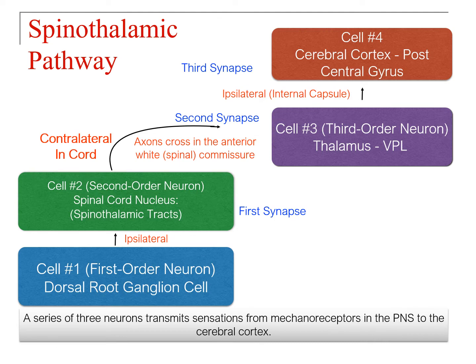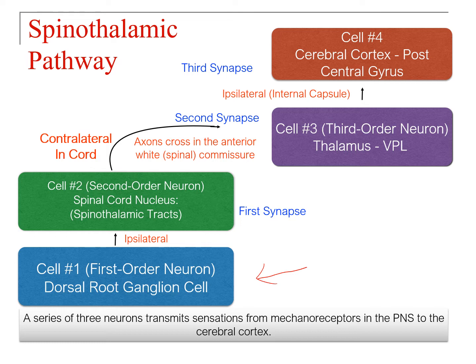So for the spinothalamic pathway, similar to what I showed you with the dorsal column pathway, I'm just going to use this box diagram here, where blue is going to be cell number 1. That's coming from our dorsal root ganglion. So again, that's the one that's picking up the painful stimulation. The biggest difference here is that the pain neurons, when they enter into the spinal cord, so if let's say I have pain in my right hand, it's going to enter into the right side of my spinal cord.